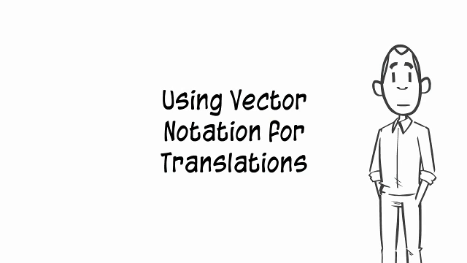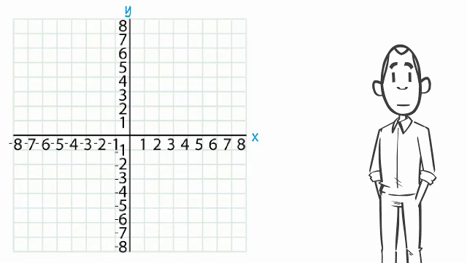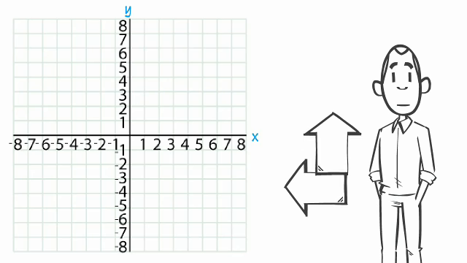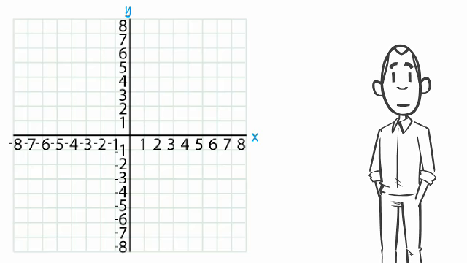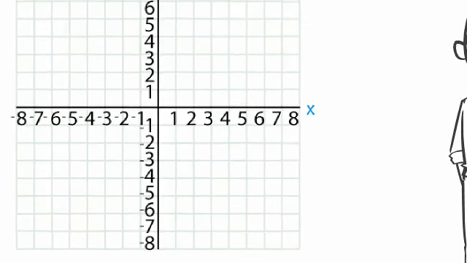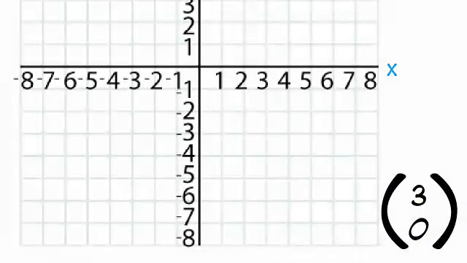Using vector notation for translations. A translation is a movement of a shape either to the left or the right and either up or down. The object has slid from one place to the other. You use vector notation to describe how far the shape has moved, either to the left or right and up or down. Vector notation contains two numbers, one below the other, both enclosed in brackets.